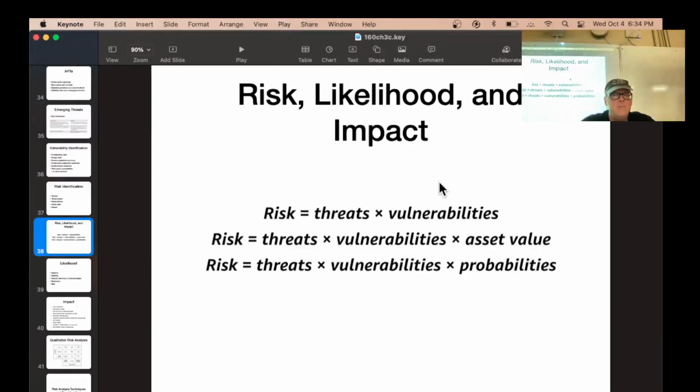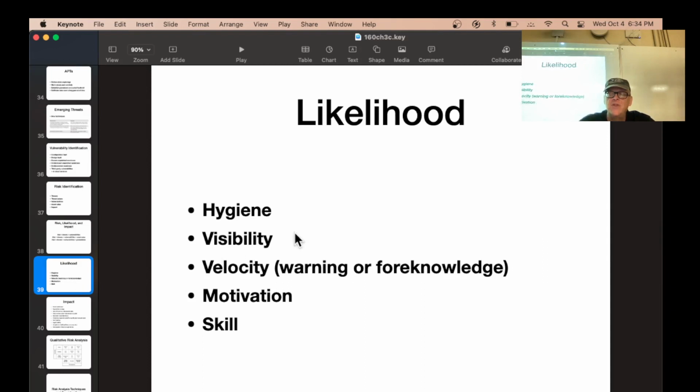So there are a lot of people who use different calculations for this. Risk is threat times vulnerability, or threat times vulnerability times asset value, or threat times vulnerability times probabilities. And all these equations are only worth remembering the general idea of, because usually all these are not really numerical values. Usually you can't really get dollar amounts here anyway. So really all you do is sort them into high, medium, and low. So hygiene is the likelihood of this.